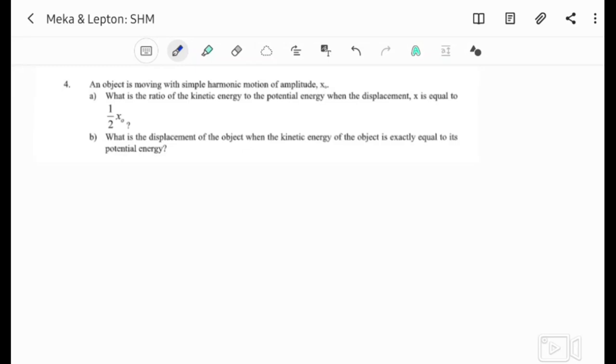Okay, we continue with question number 4 from the Facts Q question, chapter 9. An object moving with simple harmonic motion of amplitude x naught, so our a is x naught. What is the ratio of kinetic energy to the potential energy when the displacement x is equal to 1 over 2 x naught? Okay, kinetic energy to potential energy.